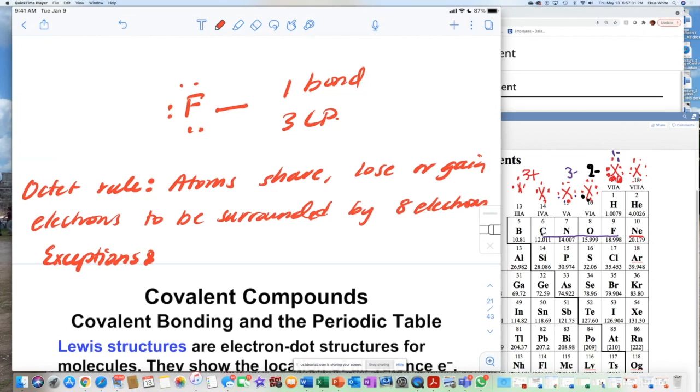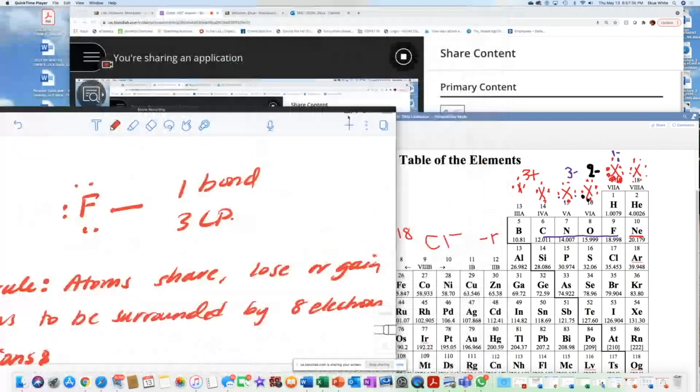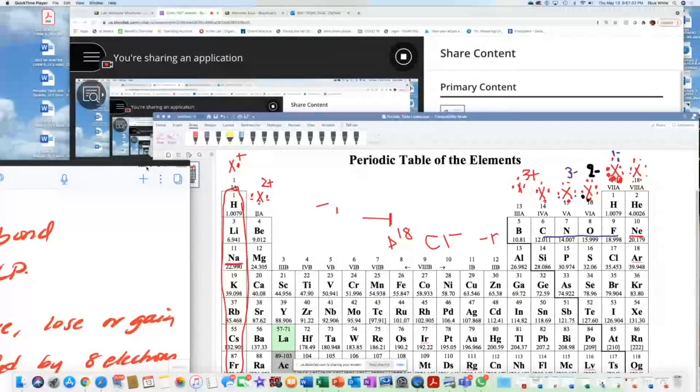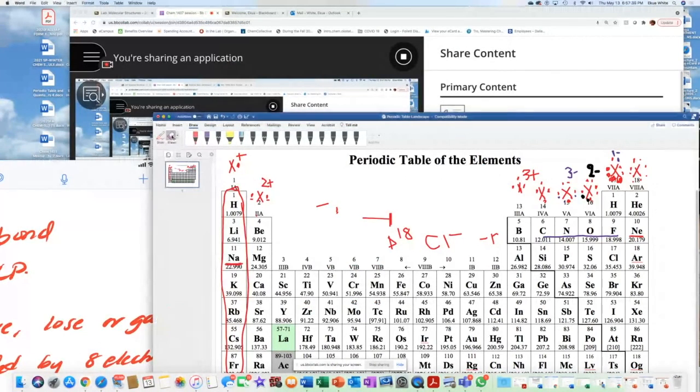Okay. So we have exceptions to this rule. For the exceptions, elements before carbon are not able to have 8 electrons. They just don't start off with enough electrons. Okay? They don't start off with enough electrons. For that reason, they just don't do so great with 8 electrons.